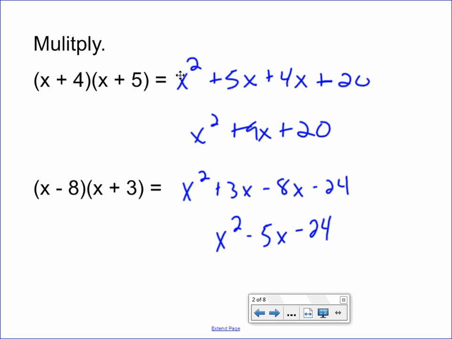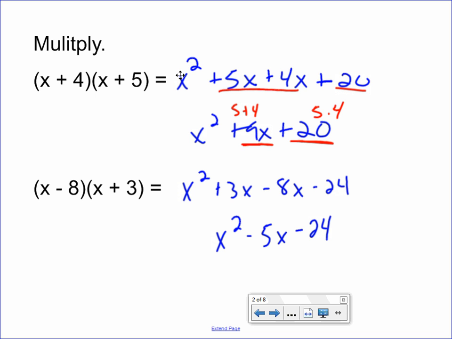So what I want us to focus on today is where this number came from and where this number came from. The 9x came from the 5x and the 4x when we combine them, and the 20 came from the 5 times the 4. So let's say that again. The 9 came from the 5 plus the 4. The 20 came from 5 times 4. So this was 5 plus 4. This was 5 times 4.